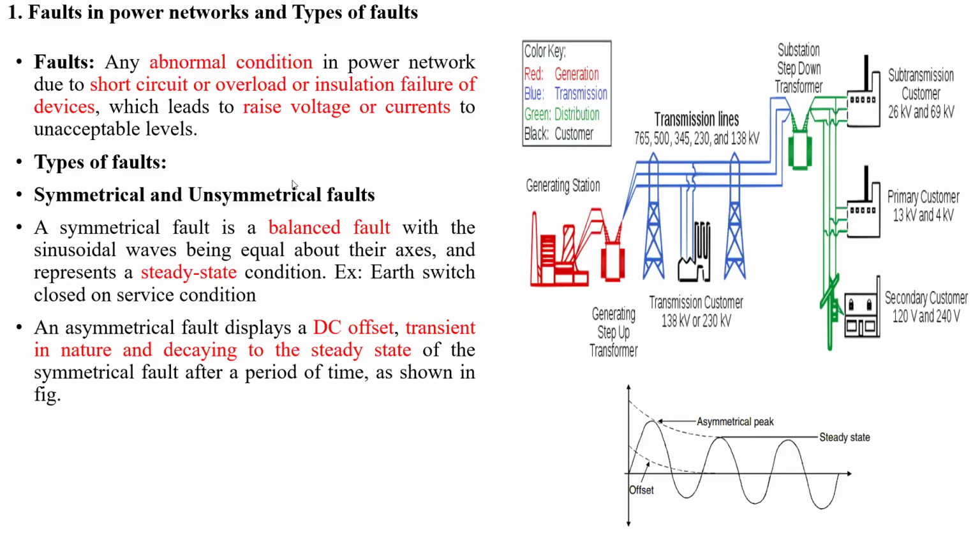The types of faults we can see in the system: we can have two types, symmetrical faults and unsymmetrical faults.